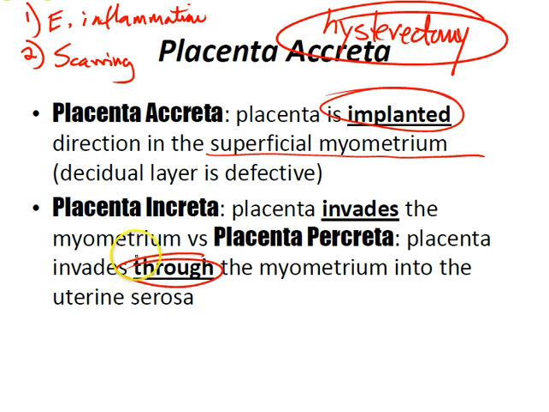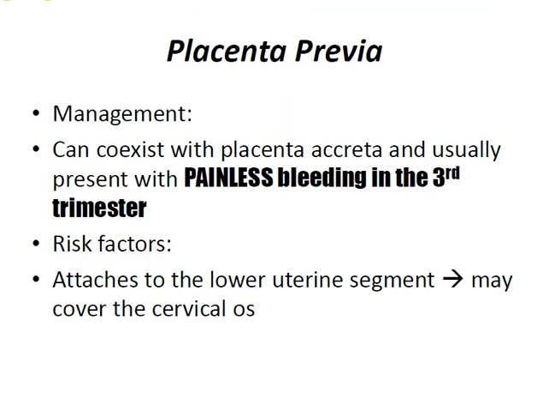So the next thing we're going to talk about is placenta previa. First of all, I want to talk about management before I talk about placenta previa. You follow the pregnancy closely and deliver via C-section to avoid maternal bleeding. So you want to do a C-section. That's important. And you follow the delivery closely.